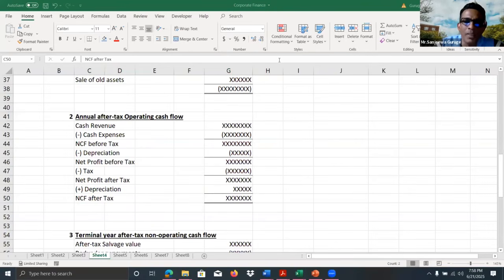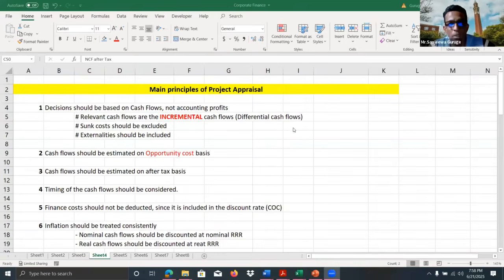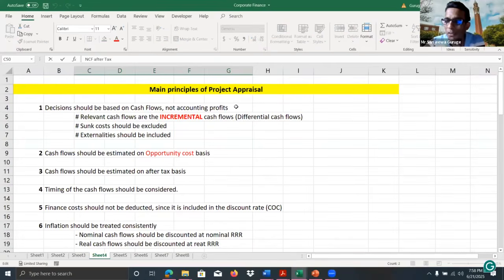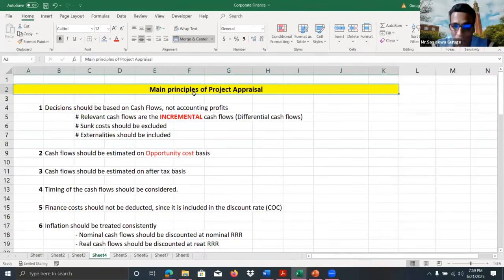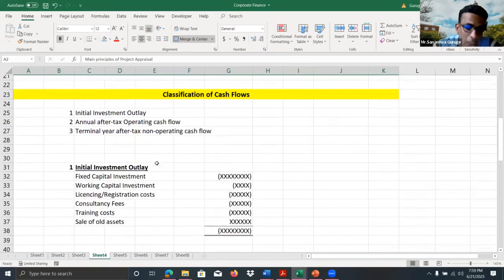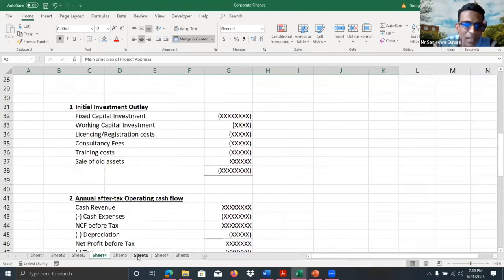Right. So the correct answer given, should not be deducted, is correct. Why? The reason is that when we estimate the cash flows for the purpose of evaluation of a project, this is not for the preparation of an income statement for a company based on historical data. For project evaluation, interest cost should not be deducted. Why? Because when we estimate the cash flows, what do we do? We discount. And what is the discount rate?